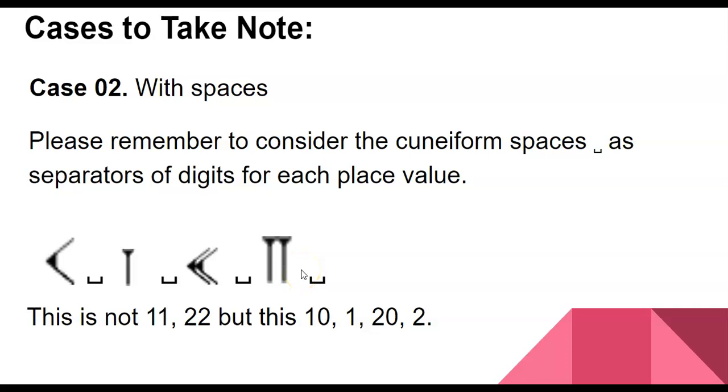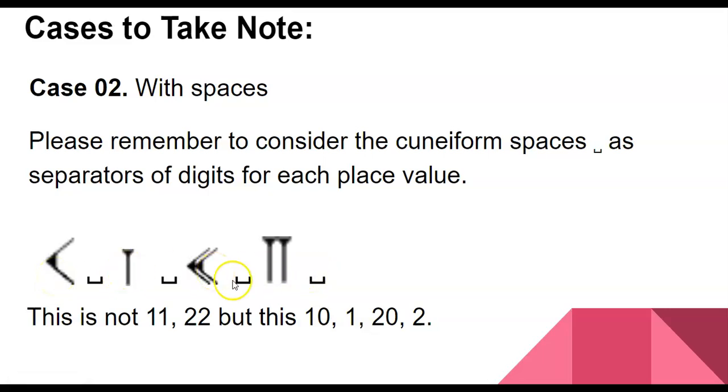Case 2: cases where the cuneiform number has spaces, please remember to consider the cuneiform spaces as separators of digits for each place value. If you have an empty space, that is a separator. So here's an example. So we have 10, 1, and then 20, and then 2. So this is not 11, 22. Don't add 10 and 1 here, and then 20 and 2 here because of the empty spaces. Okay, so we have separators. So instead of 11, 22, we read this as 10, 1, 20, 2.